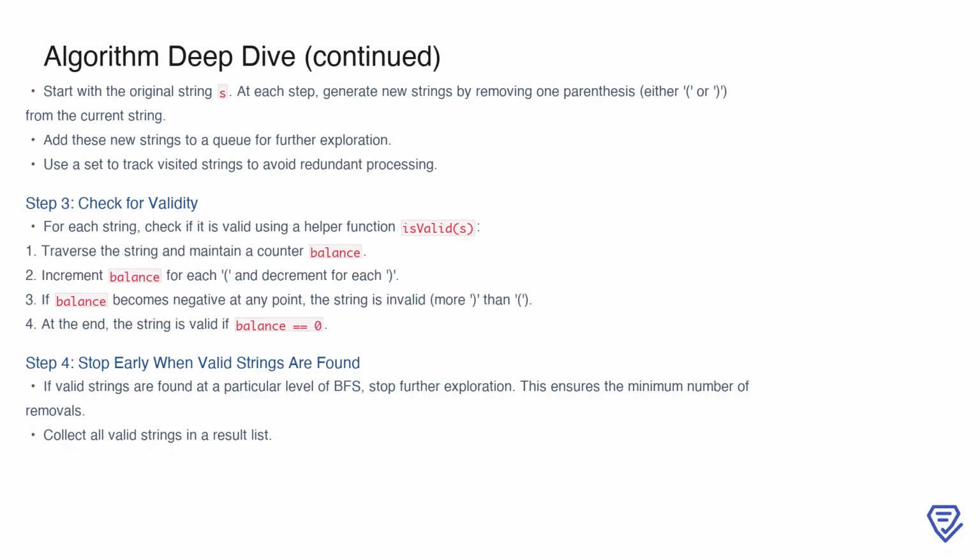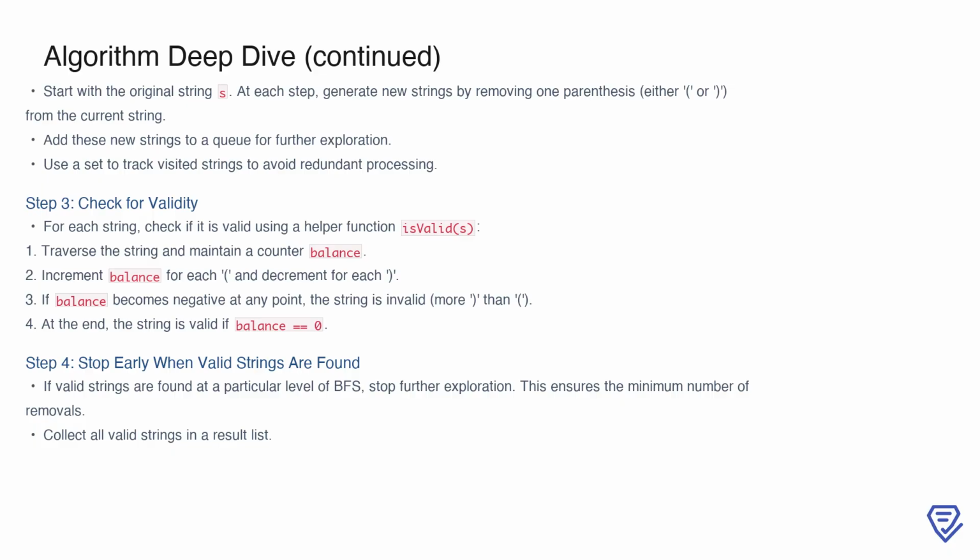Once we generate these strings, we validate each one using a helper function, is valid. The validation involves traversing the string while maintaining a balance counter. This counter increments for each opening parenthesis and decrements for each closing parenthesis. If the balance ever becomes negative, it indicates an invalid string. At the end of traversal, the string is valid only if the balance equals 0.